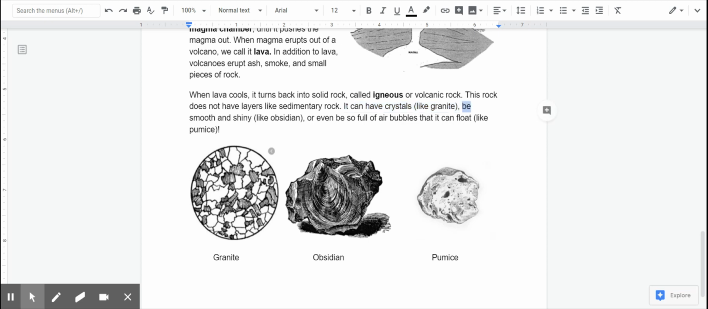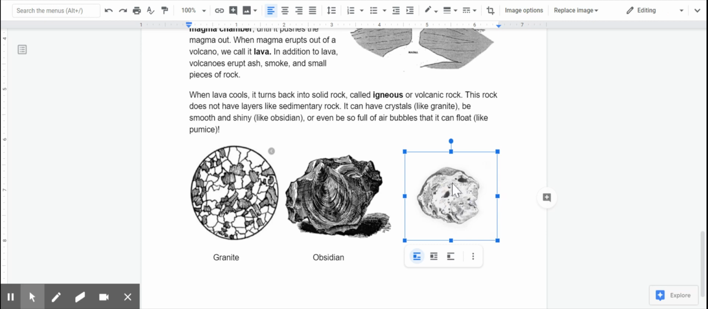It can be smooth and shiny like obsidian. I'm looking down at this obsidian. It looks like it's black and smooth and shiny. Maybe that's what I was seeing in the first picture we looked at, because that looked like black rock also. Or it can even be so full of air bubbles that it can float, like pumice. I'm looking at this pumice down here, and it does indeed look like it has a lot of air bubbles.